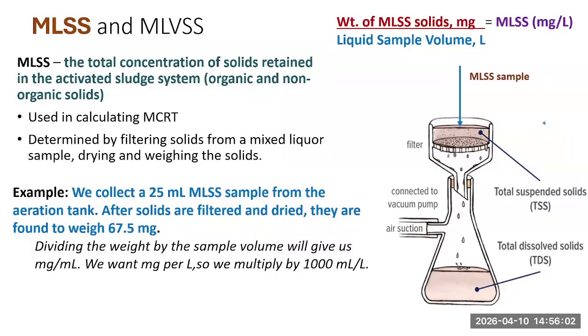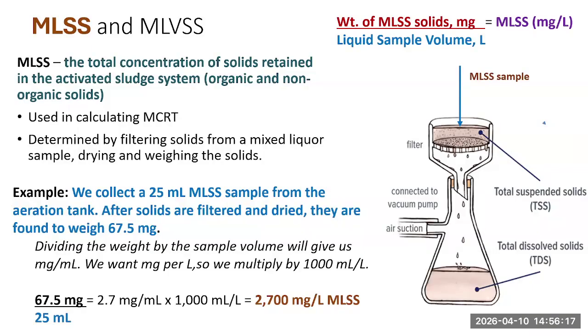Dividing the weight by the sample volume will give us milligrams per milliliter, and we want those in milligrams per liter. So we're going to have to multiply the answer that we get by 1,000 milliliters per liter. So if we take our 67.5 milligrams and divide that by our sample size of 25 milliliters, that gives us 2.7 milligrams per milliliter. And then we multiply that by 1,000 milliliters per liter, and that gives us 2,700 parts per million mixed liquor suspended solids.